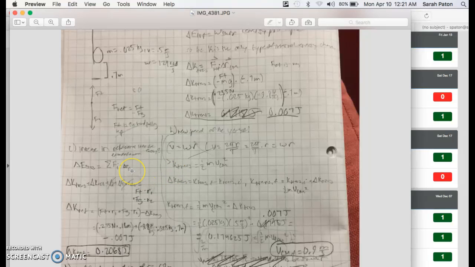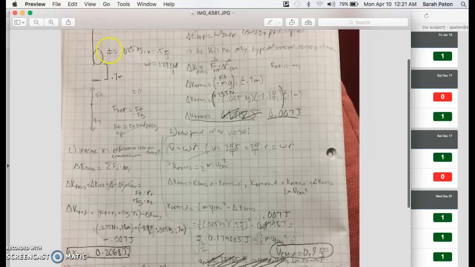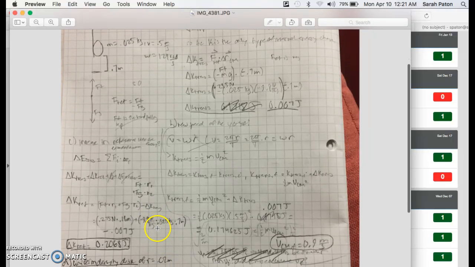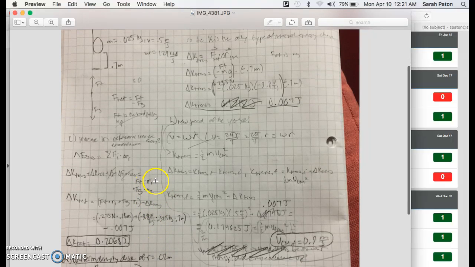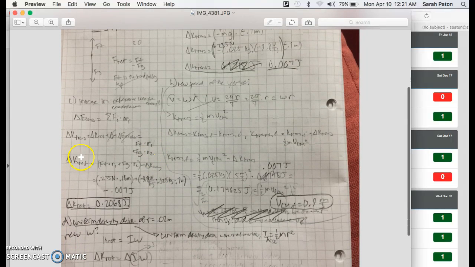So thankfully, because I only have two forces, I know that my change in translational kinetic energy plus my change in rotational kinetic energy must be equal to the tension force over the distance that it's applied and the gravitational force over its point of application. Because I know these two forces and their distances of application, and I know my translational kinetic energy from the previous problem, calculating my change in rotational kinetic energy is quite simple, and it turns out to be 0.2068 joules.